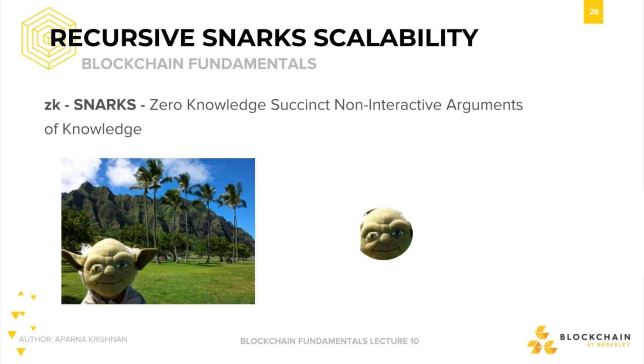So, recursive SNARKs is another solution that plays around with this transaction field. ZK SNARKs are basically zero-knowledge, succinct, non-interactive arguments of knowledge. Now that was a mouthful, but how many of you have heard of zero-knowledge proofs? Okay, so they're basically this idea that you prove to someone you know something without revealing what you know.